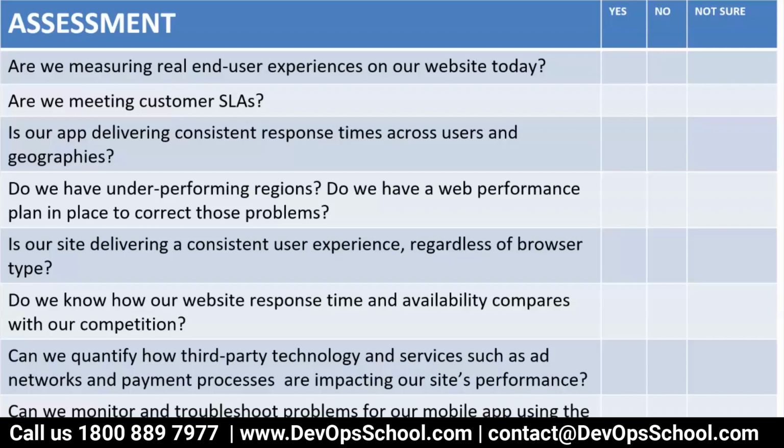Okay, so that is something which we have. Now, do we know how our website response time and availability compares with competitors? Can we quantify how third-party technology and services such as ad networks and payment processors are impacting our site performance? And last one, can we monitor and troubleshoot problems for our mobile application using the same APM tool we use for our web application?